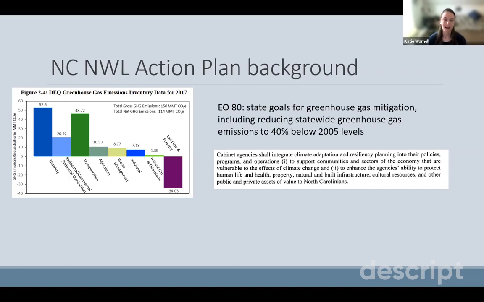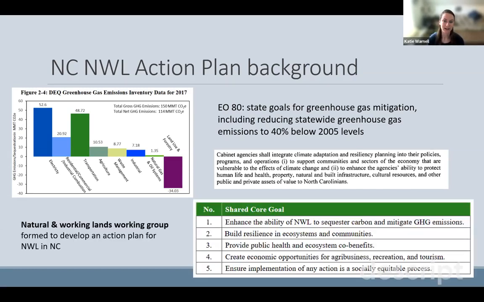So a few years ago, there was an interest group, the Natural Working Lands Group, that was formed to develop an action plan for natural working lands in North Carolina with two primary goals. The first is related to greenhouse gas mitigation and increasing carbon sequestration. Then there's also quite a bit of interest in resilience. This is during the time period when we had several damaging hurricanes hit the state within a few years. And so resilience became a big point of discussion, as well as other co-benefits that these lands provide.